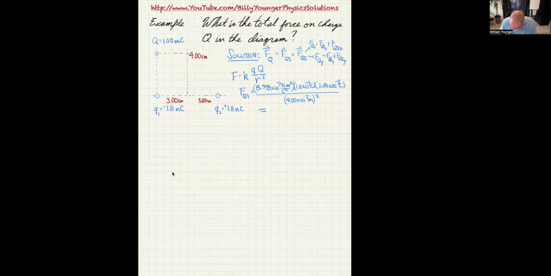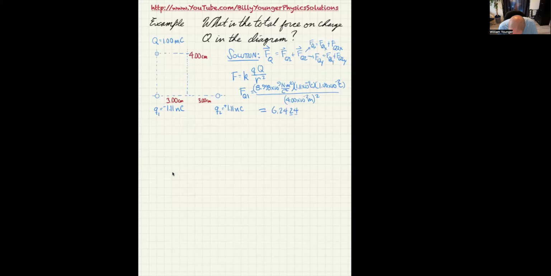Now, when I do this calculation, I get 8.998 times 10 to the ninth times 1.11 times 10 to the negative 9 times 1 times 10 to the negative 3, all divided by, in parentheses, 4 times 10 to the negative 2, and then I have to square that distance. And that gives me 6.2424.